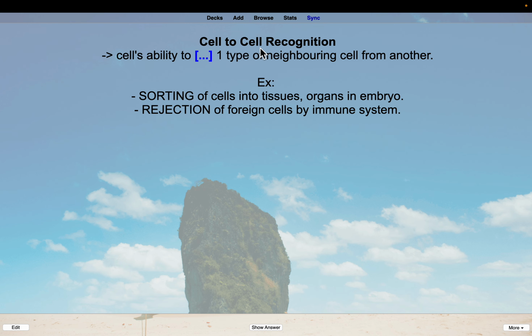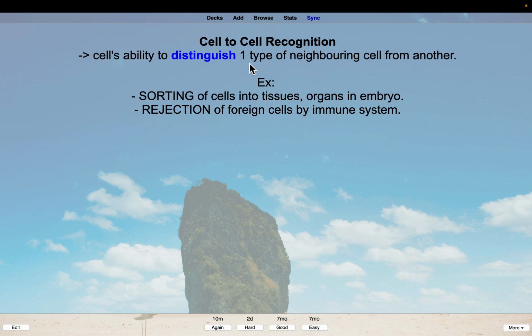Cell-to-cell recognition. This is the cell's ability to distinguish one type of neighboring cell from another. For example, sorting of cells into tissues and organs in embryo, and the rejection of foreign cells by the immune system. That's it.